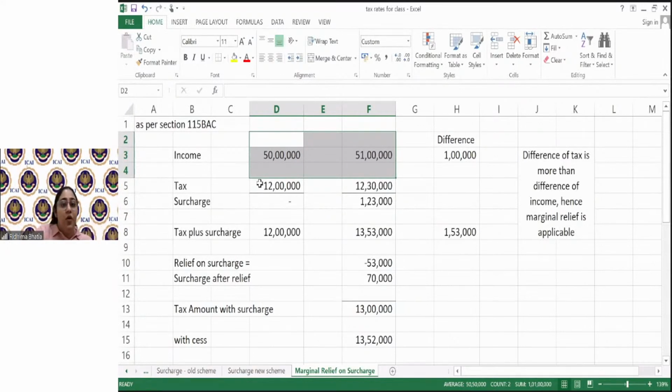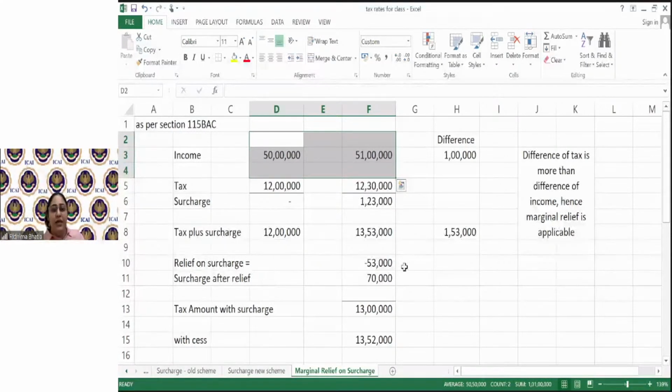So on those triggering points, you know that these are the situations of marginal relief where the income is just increasing by itna, but tax is increasing by itna. The income is increasing just by itna, but the difference in tax on those two levels of income is increasing by many folds. So that is the case of marginal relief.